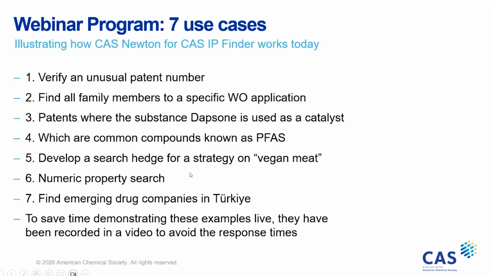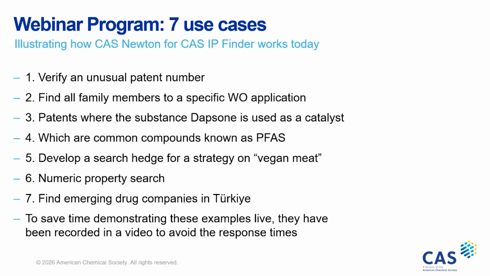Together with my colleagues, I have arrived at 7 different use cases, starting fairly simple and then growing into a little bit more complex cases. We start pretty easy with verifying an unusual patent number from India. Those are always very challenging. But we will also look at finding an exhaustive list of family members for a specific WO application in the 3 main larger databases, CA+, WPI, and Inpadoc.